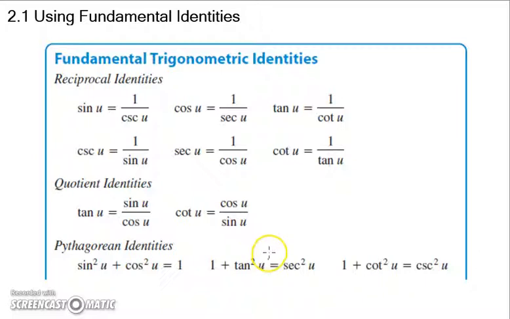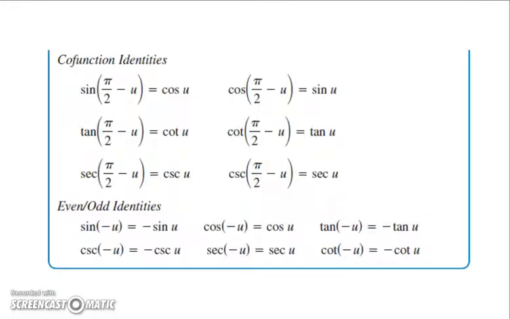The 1 plus tangent squared u equals secant squared u, and the 1 plus cotangent squared u equals cosecant squared u actually come from taking our original Pythagorean identity and dividing everything by either sine squared or cosine squared to get one of these two things. So we're allowed to manipulate these any way we want and still make that substitution. So all of these ones here you have to have memorized. The rest of that table, I'll give you on any assessment that we're going to be doing.